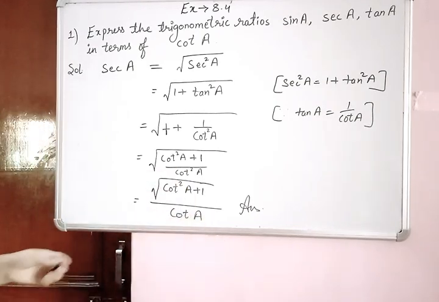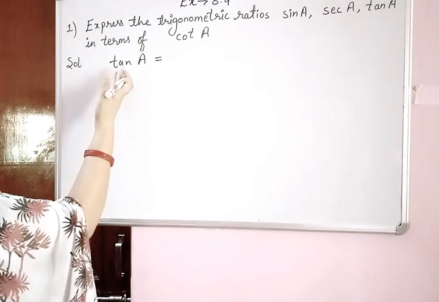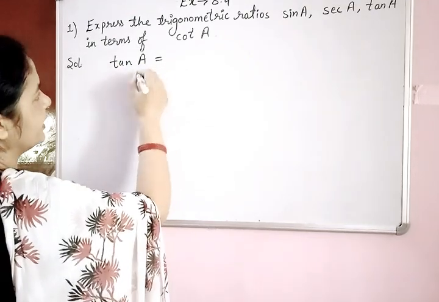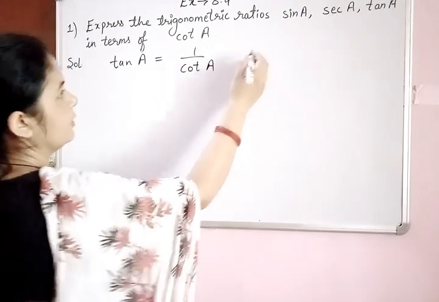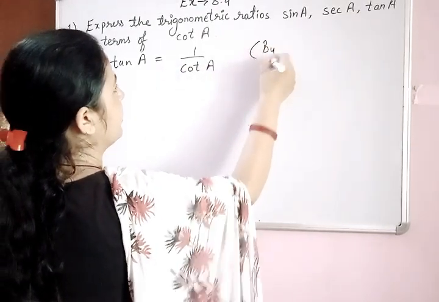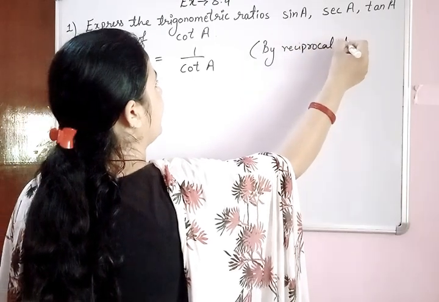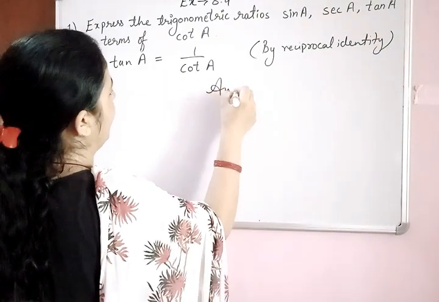Now next part. Now tan A. It is very easy to convert tan A in terms of cot A. We know that by reciprocal identity tan A is equal to 1 upon cot A. So this is our answer.